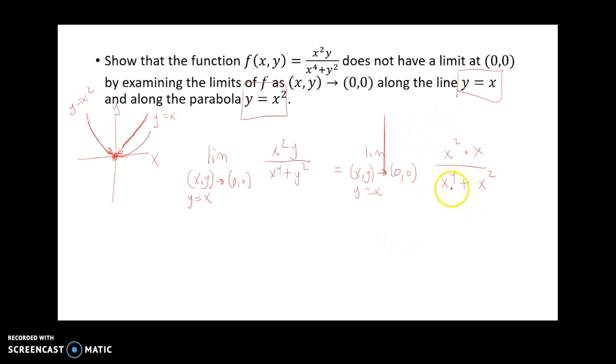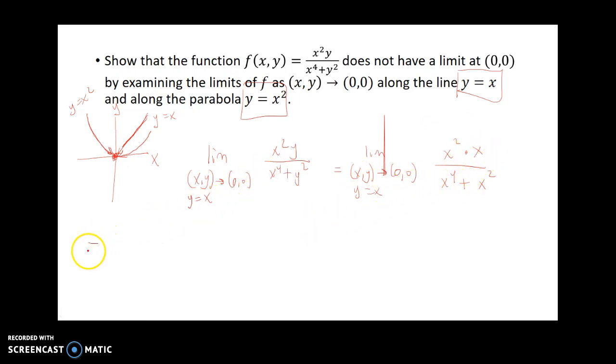Well, now this function is all in terms of x. So there's no sense in me having to let x and y both approach 0 because I've eliminated y strategically, algebraically, by way of saying that I'm going to do it along the line y equals x. That allowed me to assume that the y and the x were always the same. Therefore, I could make the substitution and replace y with x.